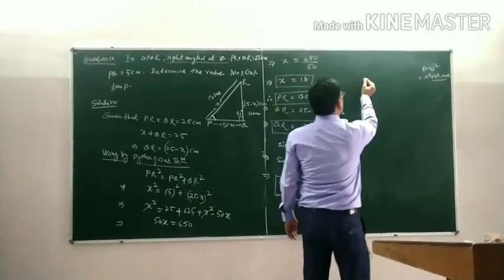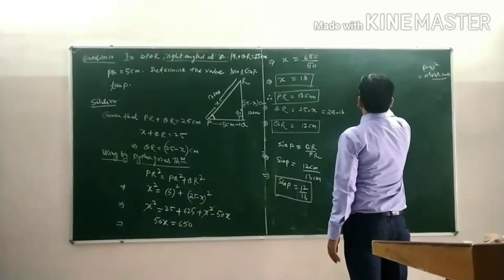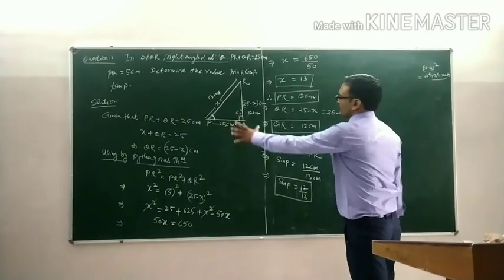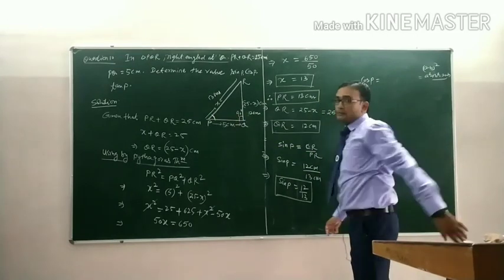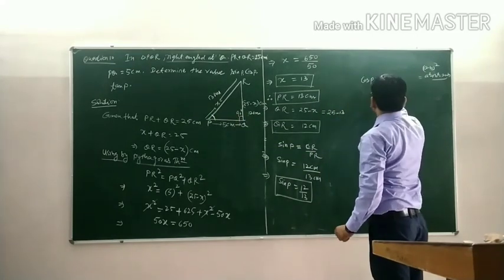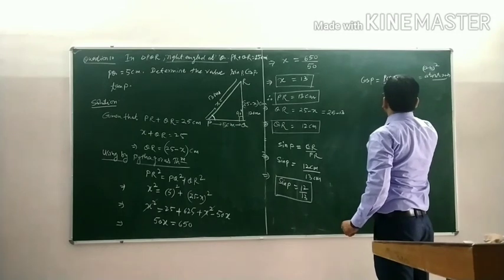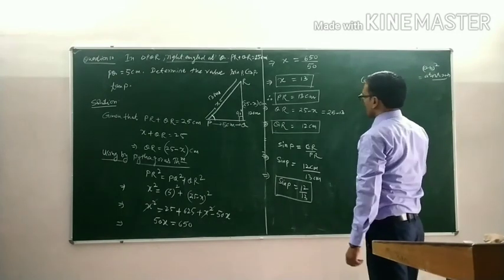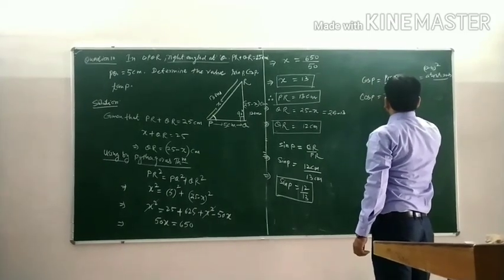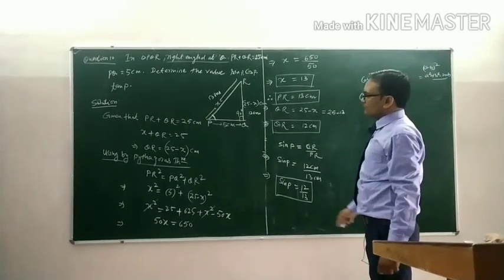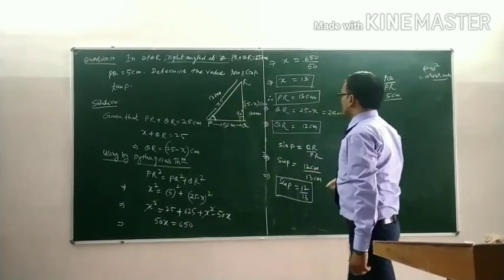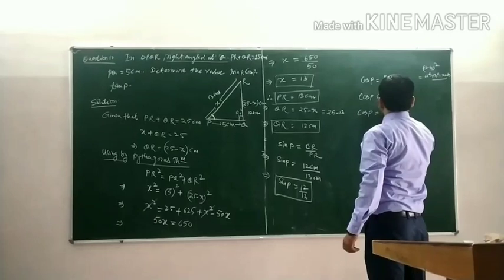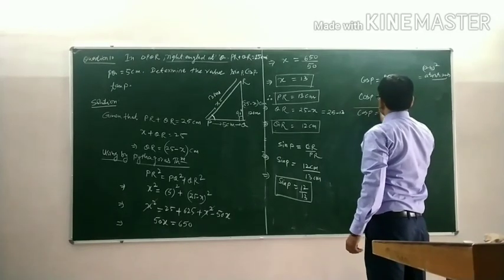Similarly, we find the cos P equal to base upon hypotenuse. That means for angle P, base is the PQ and hypotenuse is the PR. That means cos P equal to PQ, which is 5 centimeter, and the value of PR equal to 13 centimeter. Cos P equal to 5 upon 13.